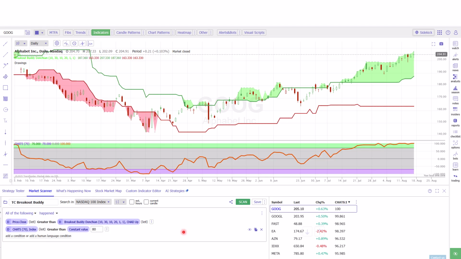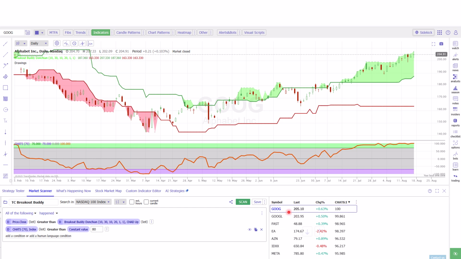This is an example of a two-step scan or a two-condition scan. The first condition is we want to be outside the upper band, with the default values. And then the second condition is we want the CHATS, that's the Chande absolute trend strength indicator, to be greater than 80. And I'm using daily data. This is what the scan showed. I've ranked them in descending order of the CHATS indicator.